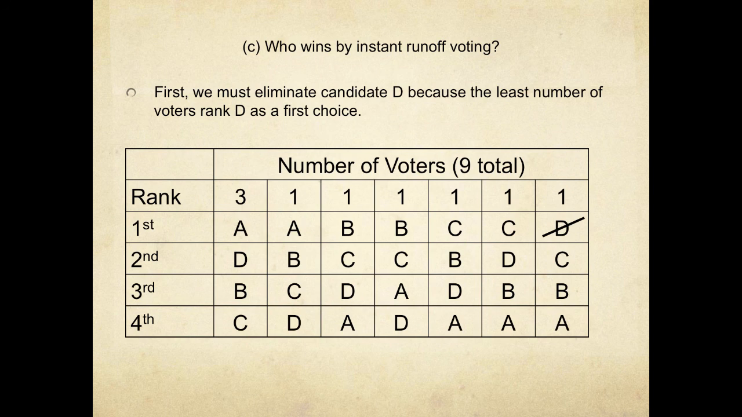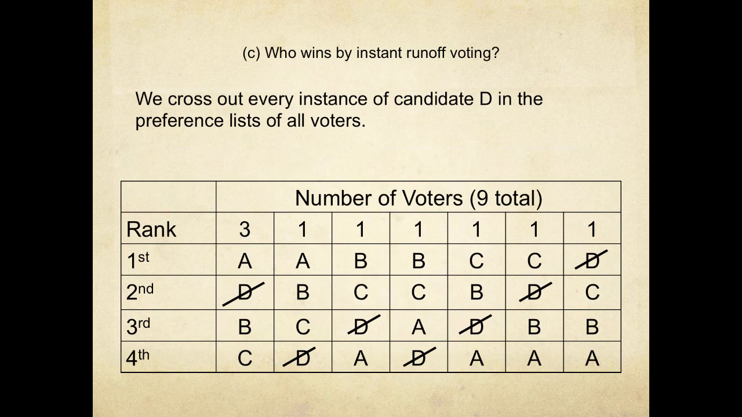So the next step in instant runoff is to see which candidate has the fewest number of first place votes. And if there was a tie for fewest, we would cross them both out. In this case, D has only 1 first place vote. So in this method of voting, I'm going to cross out D. And I'm going to cross out D in every instance because D is getting removed as a candidate.